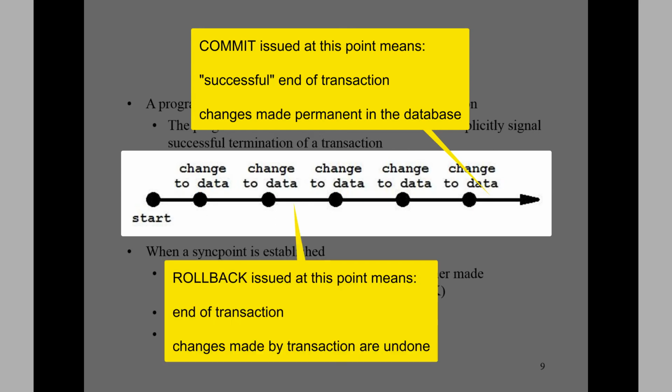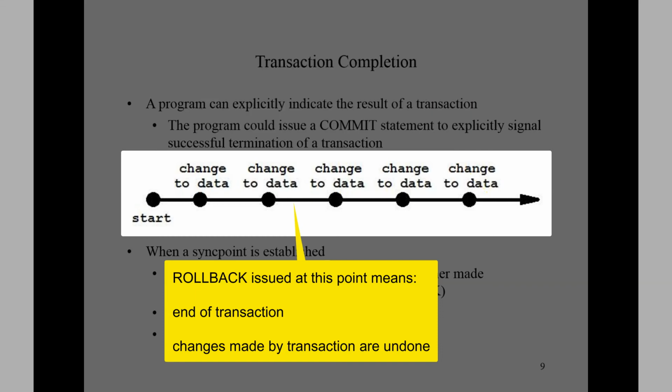Alternatively, anywhere along this line, after executing some number of these changes, the application might say, things aren't going so well. We've got a problem here. What we want to do is back out those changes that we have made, undo those changes, and the transaction may choose to issue a rollback statement, in which case the transaction will end and the database reverts back to the state it was in at the start of the transaction. This does not affect other users. It affects only the changes to data made by this transaction.